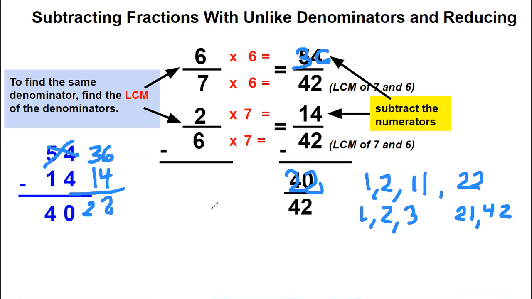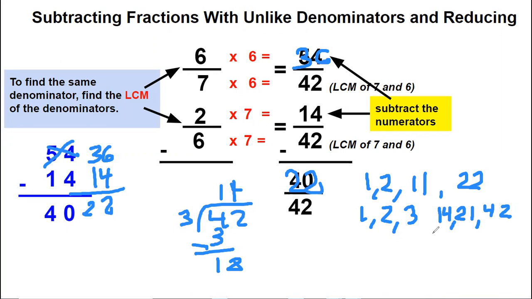And if I don't know it, I can go 42 divided by 3. 3 goes into 4 once. 4 minus 3 is 1. Bring down the 2. 3 goes into 12 4 times. So 3 times 14. I'm probably going to run out of space here. I'm going to scrunch it in there.